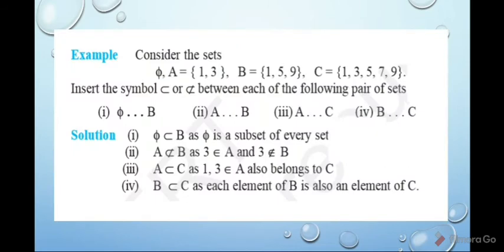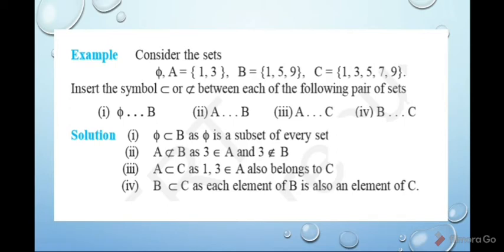Now we will discuss two examples. Consider the sets: phi, this phi means null set, there is no element in this set; A = {1, 3}, B = {1, 5, 9}, C = {1, 3, 5, 9}. Write the symbol of subset or not a subset between each of the following pairs of sets. First of all, phi and B. What will be in this bracket? It will be the subset or not a subset sign. You have to justify the answer.